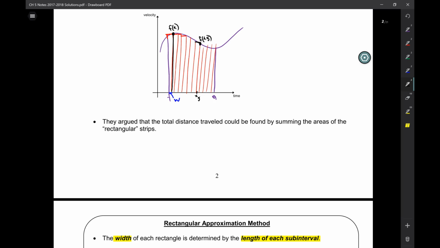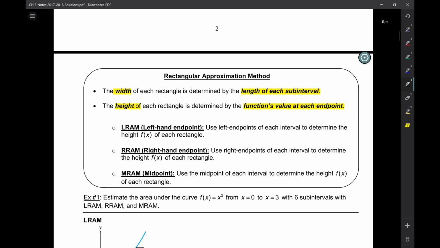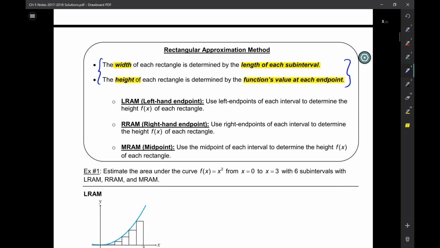The width, let's say this is a distance of 2, and I divide it into 10 rectangles. How wide is each one? 2 divided by 10. How high is each one? You figure out what the x value here is, plug it into f, and you get the height. When we do the next example, you'll see what I mean. What you need to know now is these two. Commit these to memory if you have to. The width is the length of the subinterval. The height is the function's value.